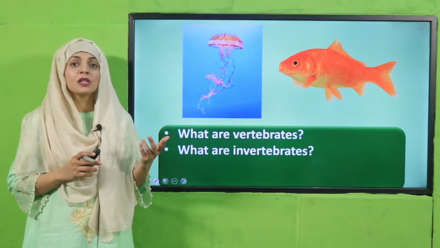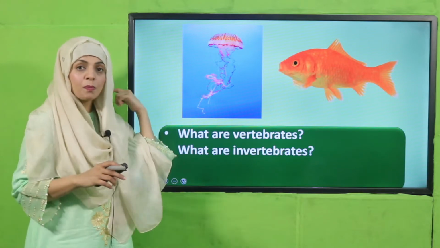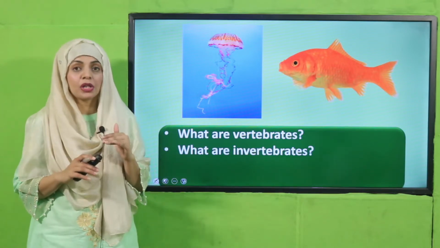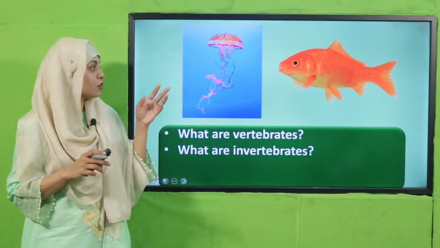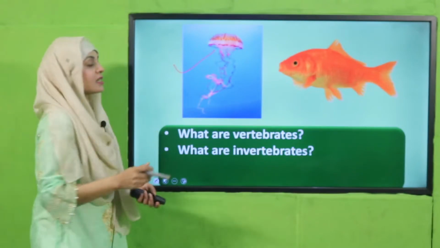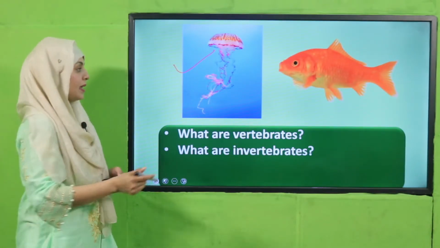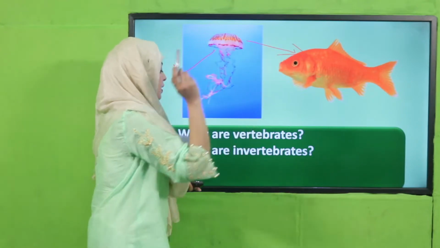Invertebrates are the animals without backbone, whose body has no bone. This bone on the back is absent. So they are invertebrates. So here you can see which one is invertebrate. This jellyfish is an invertebrate. And where is the vertebrate? Yes, very good. This fish is the vertebrate.